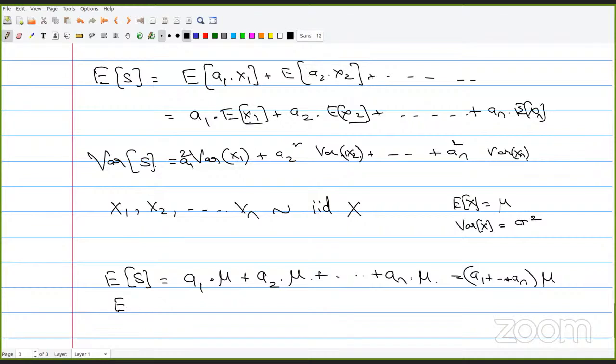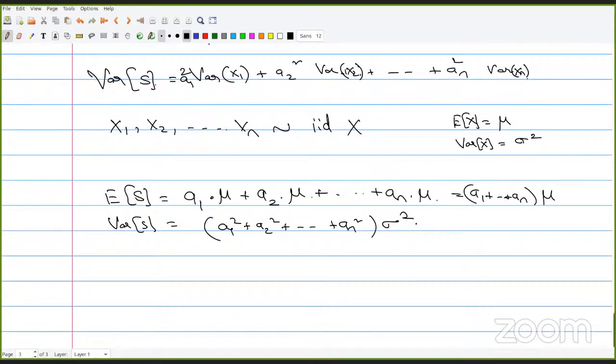And what is the variance of S? This will also be a1 square plus a2 square plus and so on plus an square, times sigma square. So till now we are okay with it. So the sum we know.